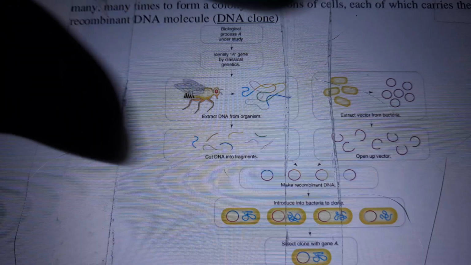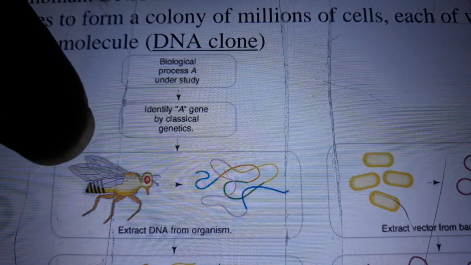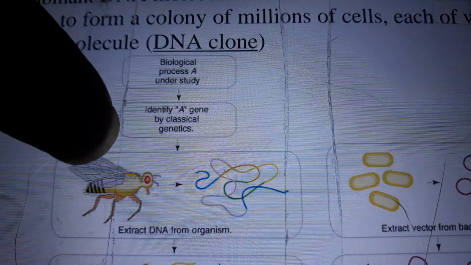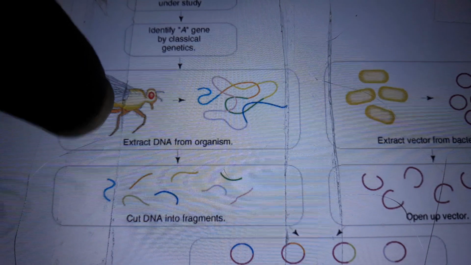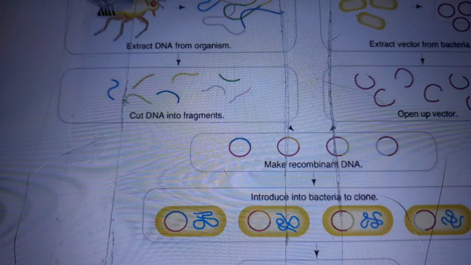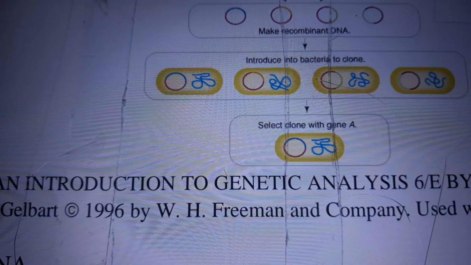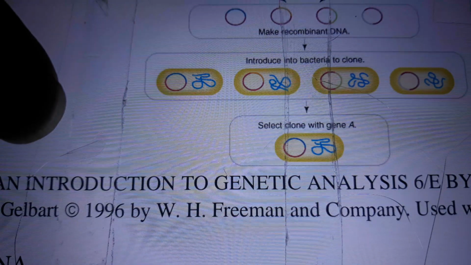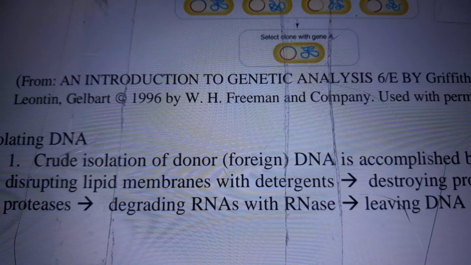Now this figure is self-explanatory. I'm just magnifying it for your understanding of it. There's the biological process under study, which identifies gene A by classical genetics. So we have extract DNA from organism or extract vector from bacteria, then cut DNA into fragments, you open the vector, make a recombinant DNA, introduce into bacteria to clone and select clone with gene A. So take this diagram down, self-explanatory for you to explain your answers during your exams.